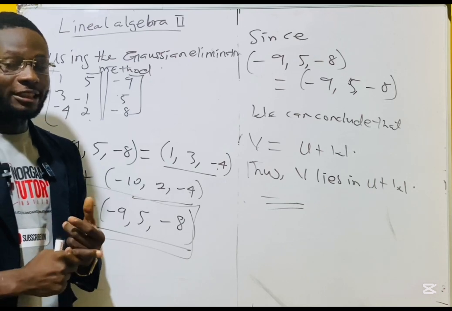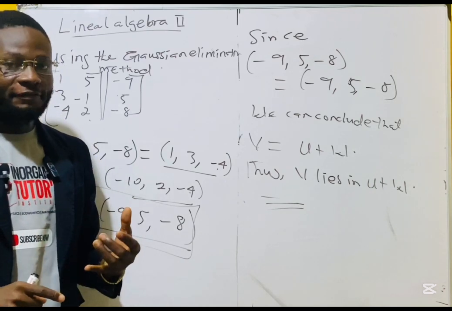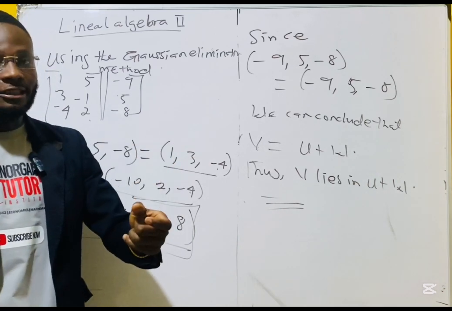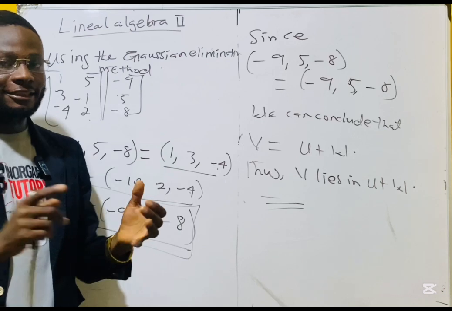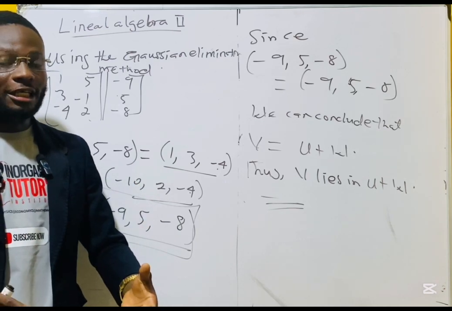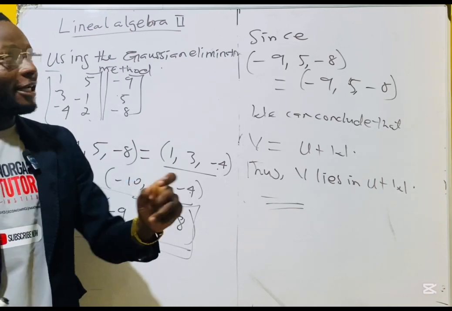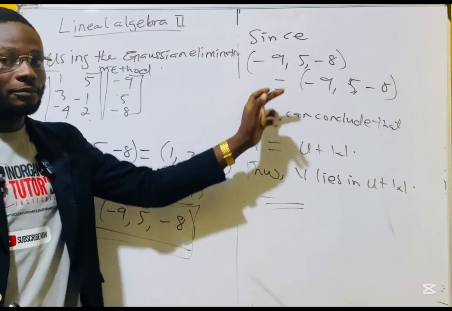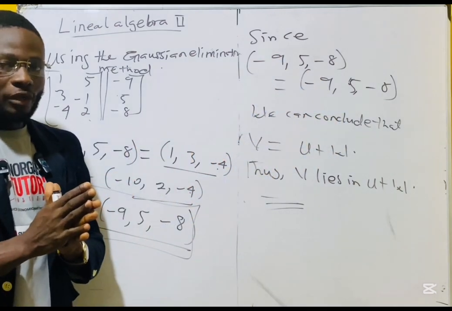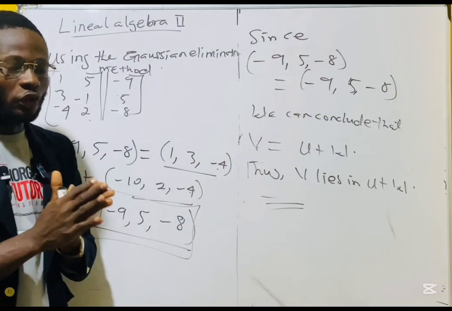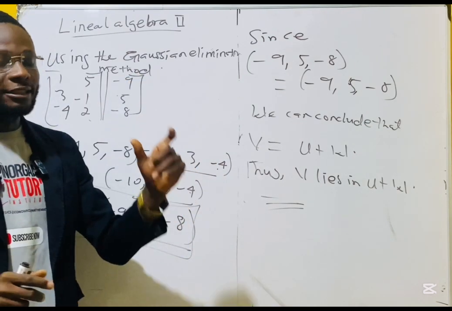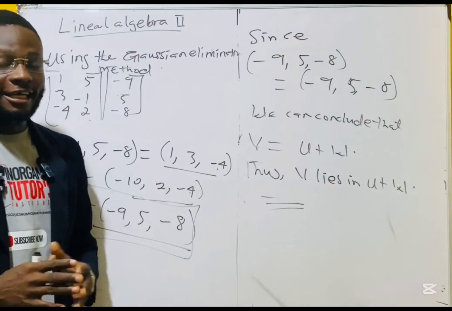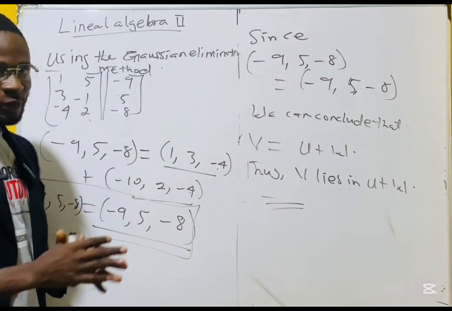Whenever you have two subspaces and you want to check if a particular vector lies in them, multiply each subspace by a scalar, right? Then use the Gaussian elimination method to find those scalars. Now, once you have the scalars, use them to multiply each of the subspaces, add the two subspaces. If they are equal to the vector, then it means that that particular vector lies in the summation of the two subspaces. And that's the end of problem number 2.